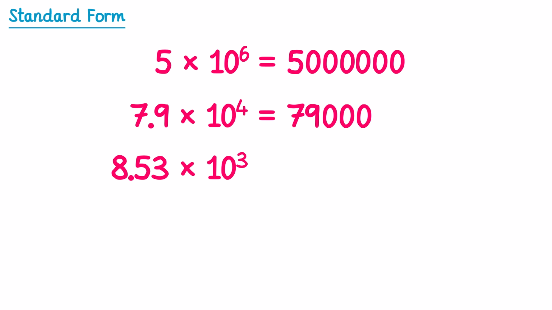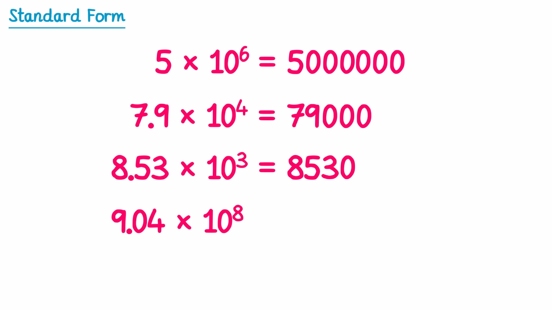Let's try some more. So 8.53 times 10 to the power 3. So we're going to multiply 8.53 by 10 3 times. If we did it once, it would be 85.3. A second time would be 853. And a third time, 8,530.